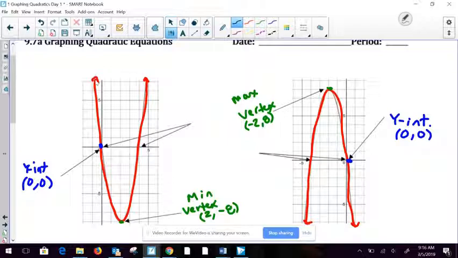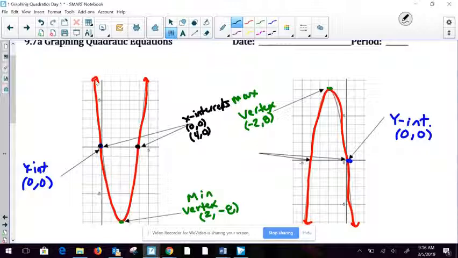The next thing that we can look at are our x-intercepts. In this situation, we have one here and one here. These are our x-intercepts. The point on my left is at (0, 0). The point on the right is (4, 0). And it's okay to have an x-intercept and y-intercept that's the same point.